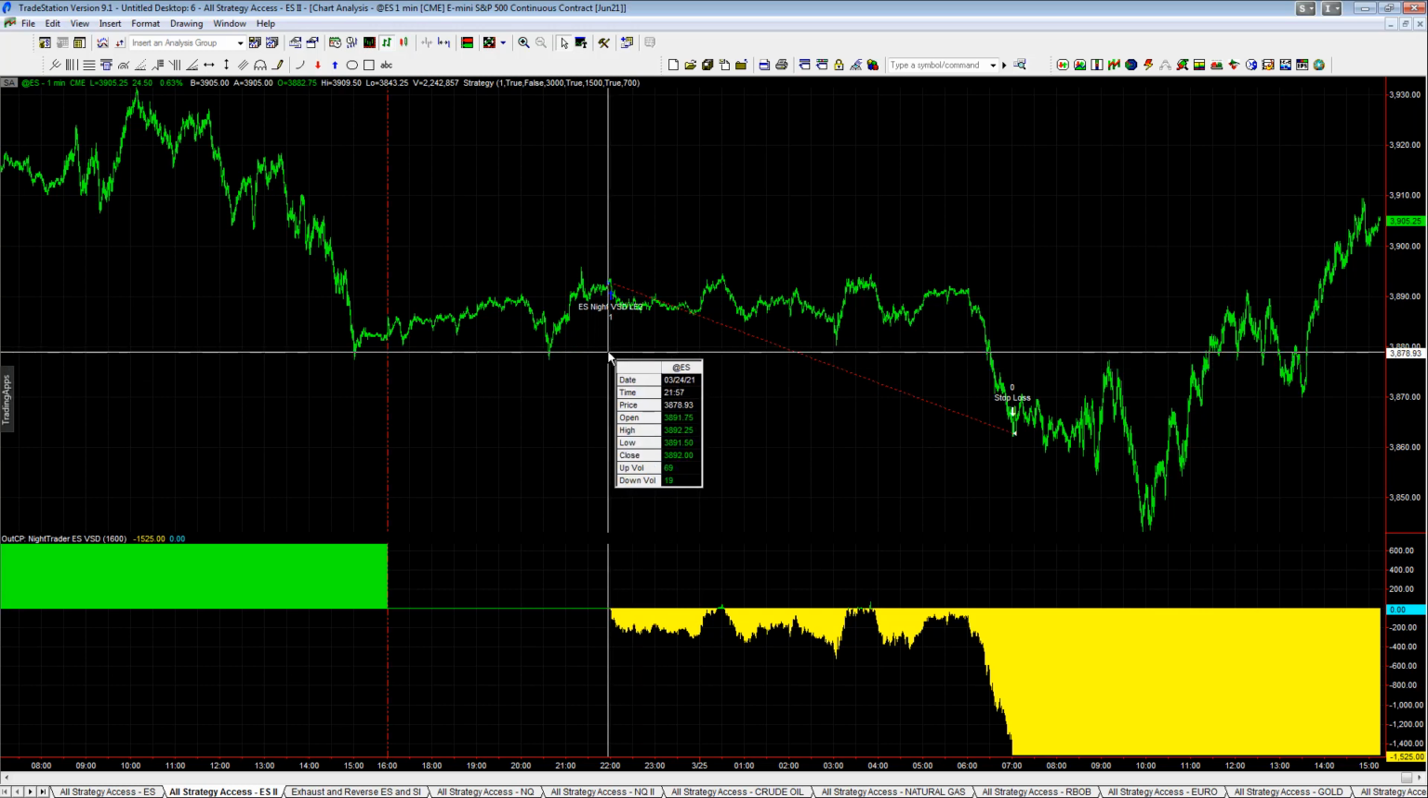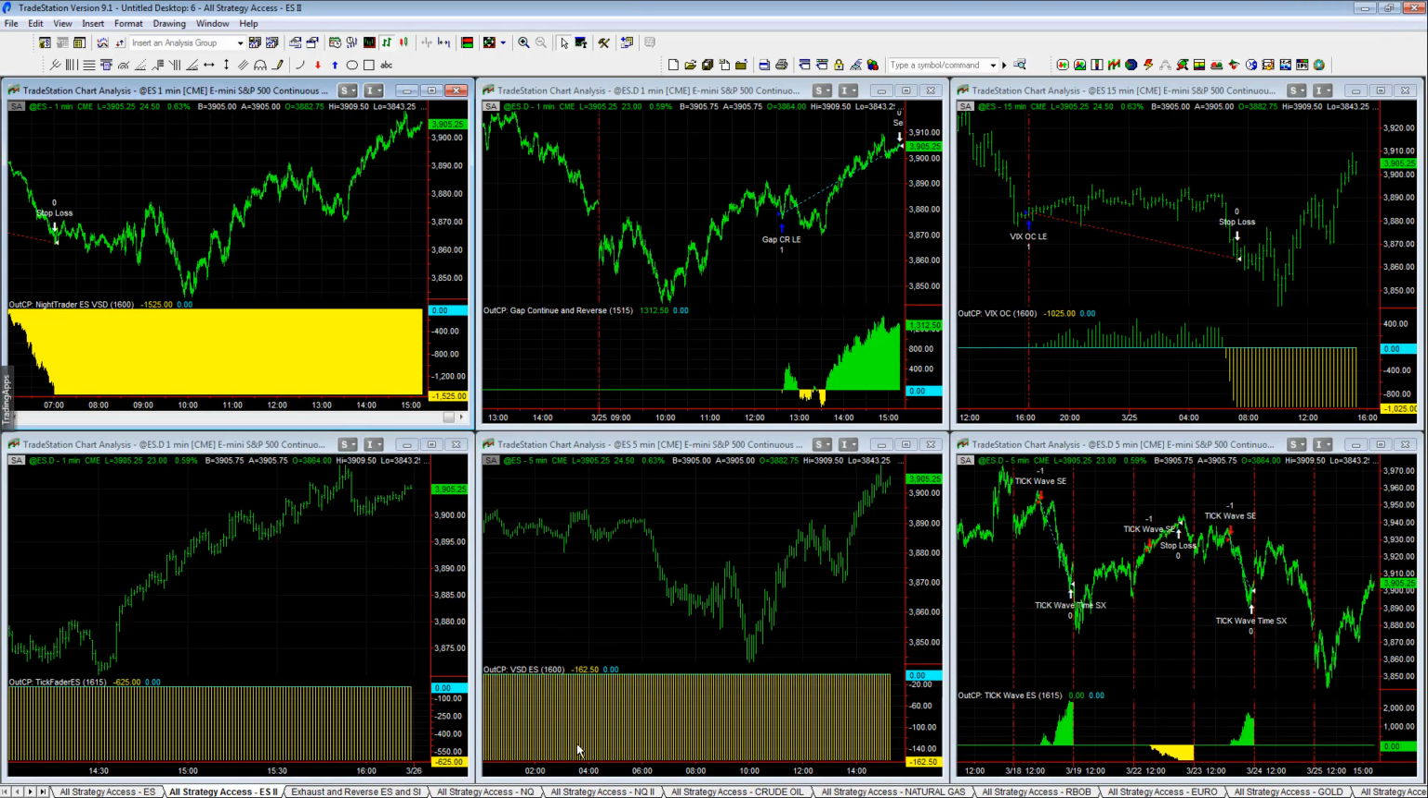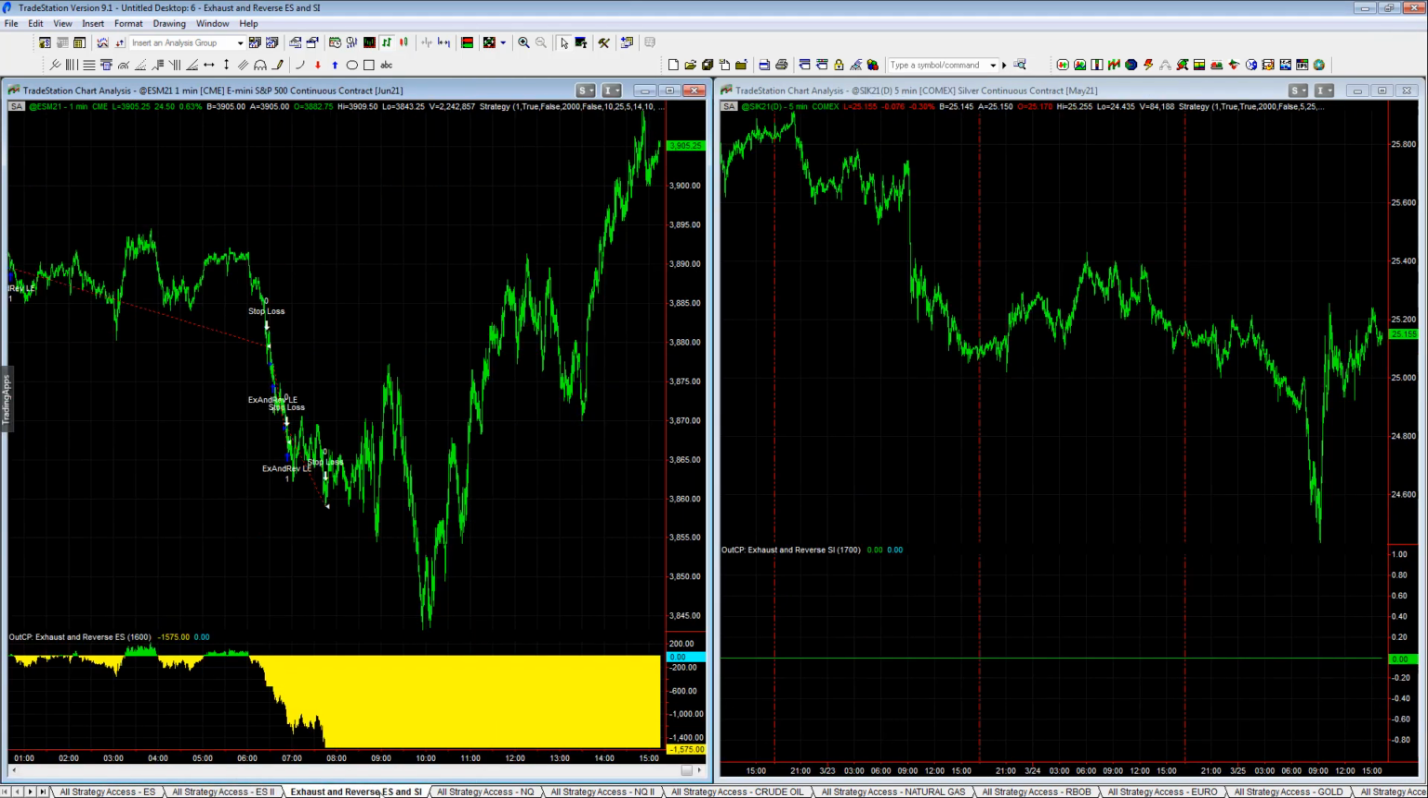This is more selective version of night trader using some special volume information in TradeStation. Minus 1525 on the day, same as night trader. And then we have exhaust in reverse.